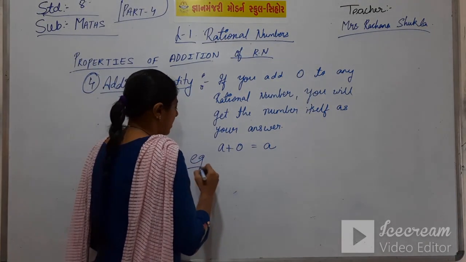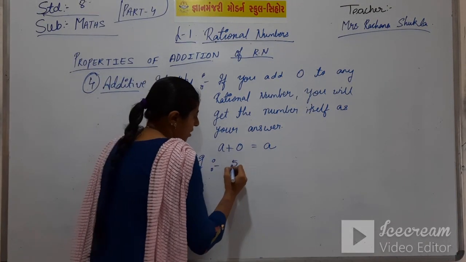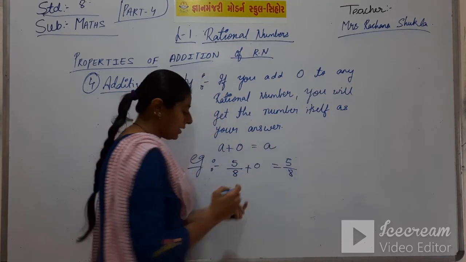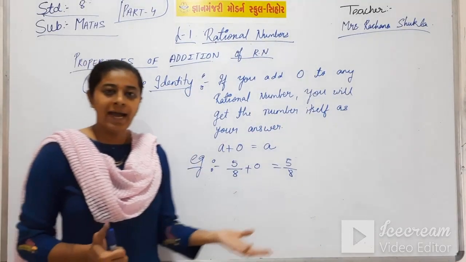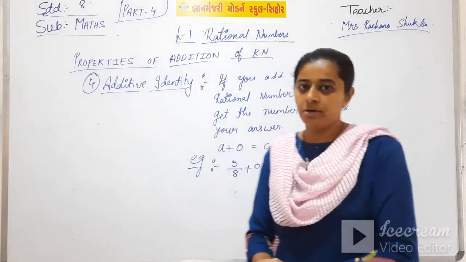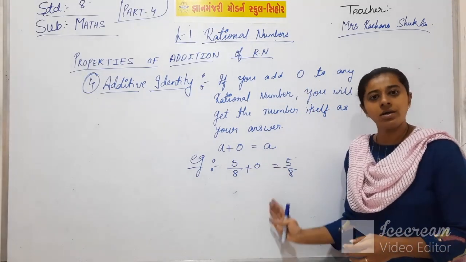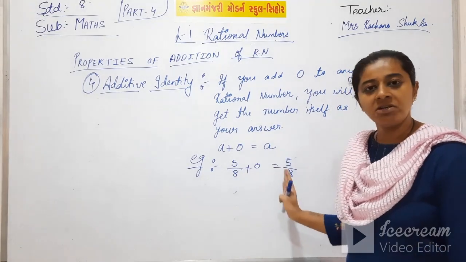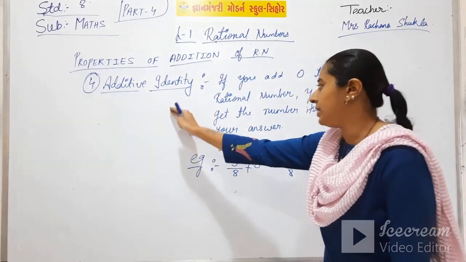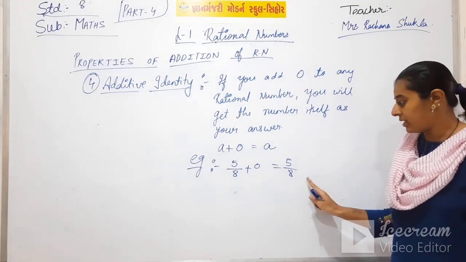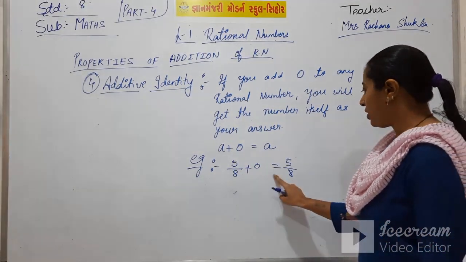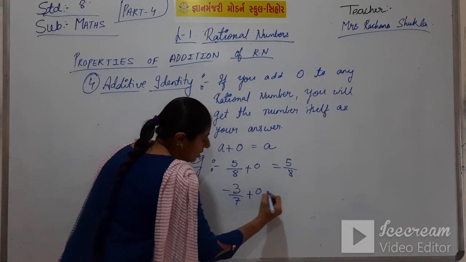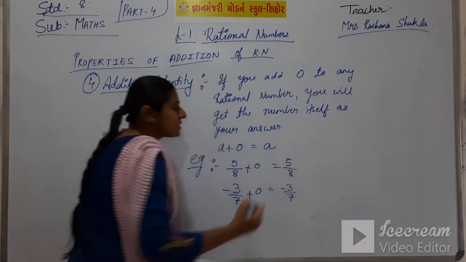Now let's have an example. 5 upon 8 plus 0 is equal to 5 upon 8. See, if you add 0 to any rational number, whether positive or negative, you will get the same rational number as the result. That is called additive identity. So 0 is the additive identity. 5 upon 8 plus 0 equals 5 upon 8. Minus 3 upon 7 plus 0 equals minus 3 upon 7.